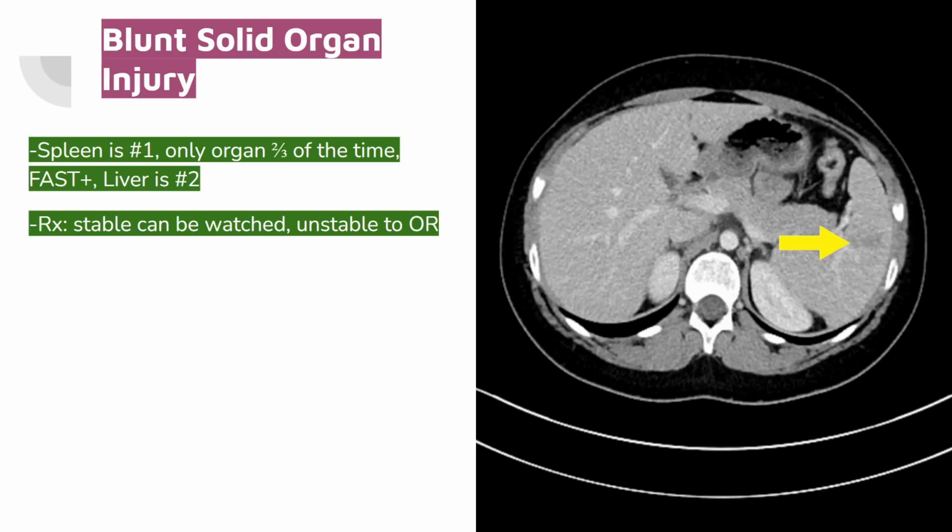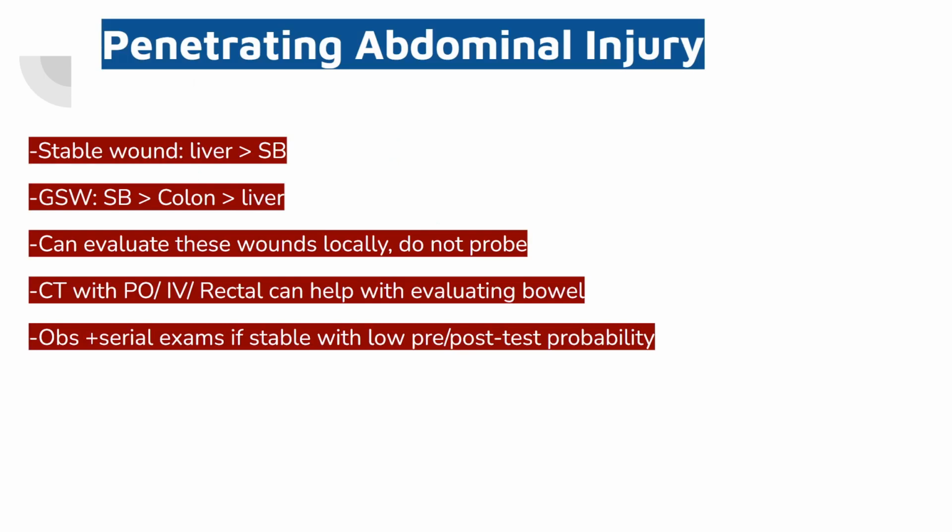Blunt solid organ injury, right? Spleen is number one, it's more squishy. It's often the only organ involved in blunt trauma. FAST positive, liver number two, and if they're stable, they can be watched. Unstable, needs OR or interventional radiology.